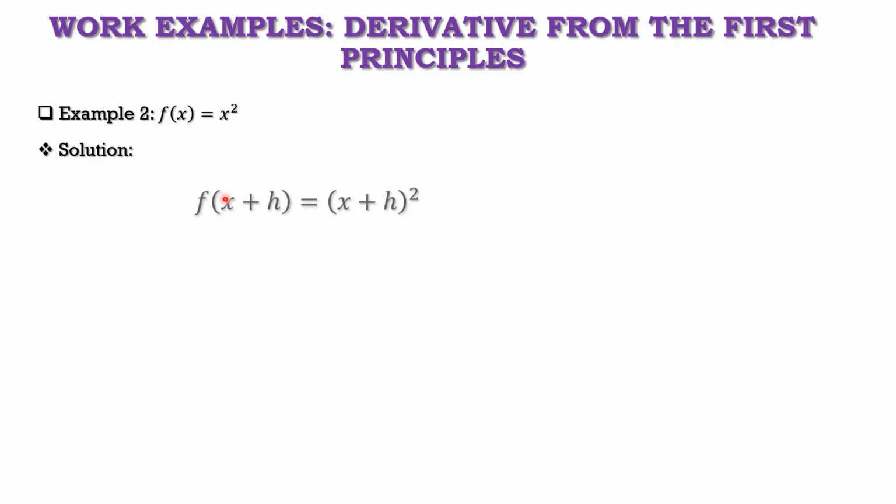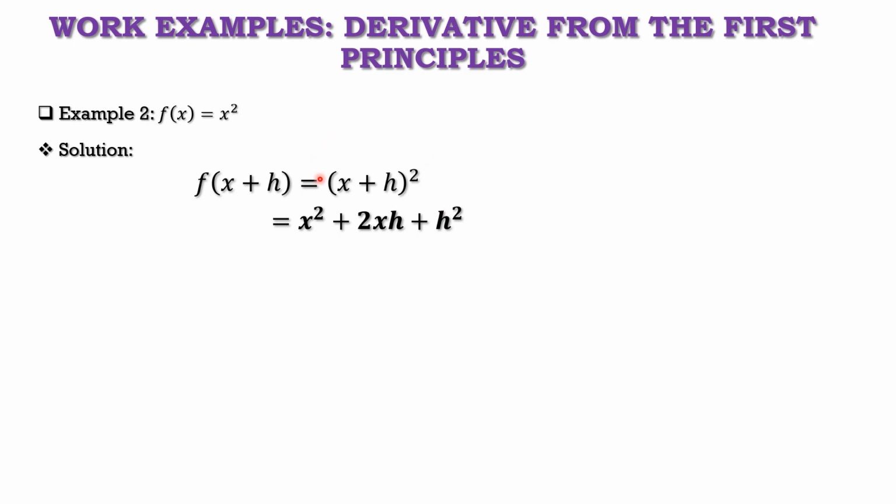Now let's proceed to the next example, which is f of x equal to x squared. What will be the solution? The input here is x, so I will substitute x plus h as my new input in this function, and we are going to end up with x plus h all squared. When you expand this expression, we are going to have x squared plus 2xh plus h squared. Then we find the numerator, which is f of x plus h minus f of x. So f of x plus h was expanded as this expression here, minus x squared, because x squared represents f of x.